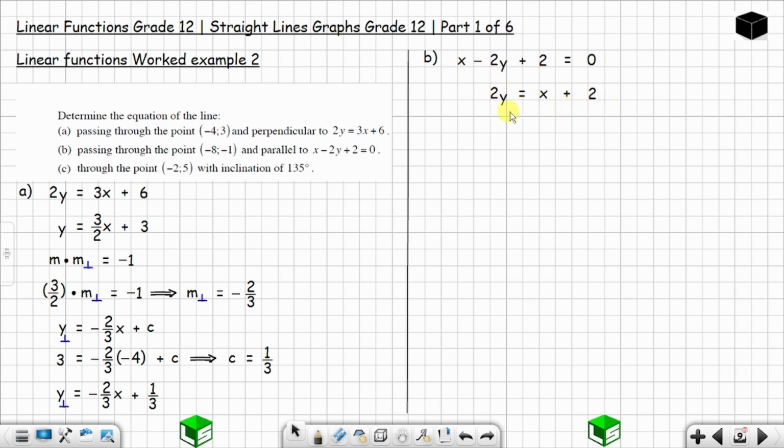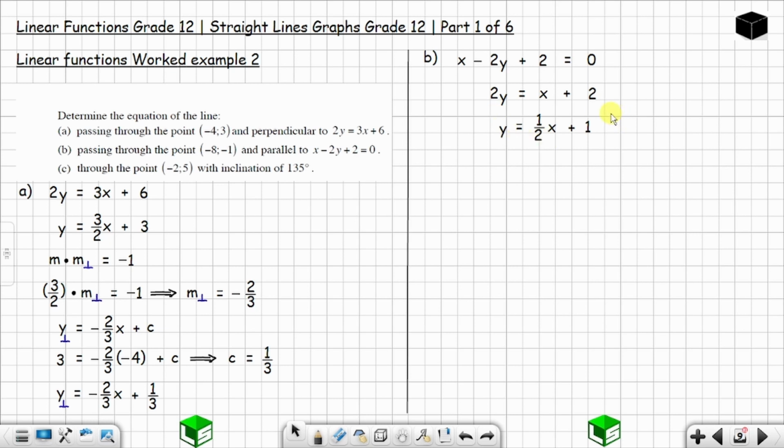And now from here, what you have to do is to divide by 2 throughout. Okay, so you divide by 2 throughout. You have y is equal to 1 over 2 x plus 1. Okay, you divide by 2 throughout, you have this. Okay, so this is the equation of this line in standard form, in the form y is equal to mx plus c, right?